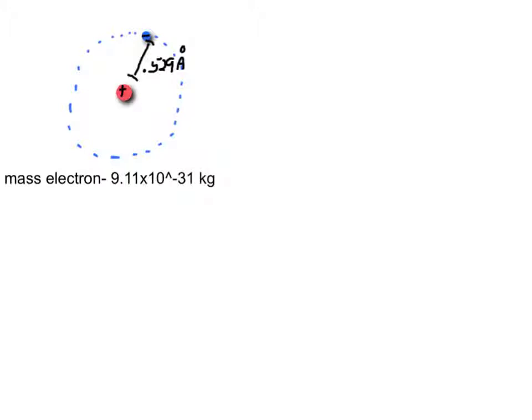And I want to know how much force exists between these two, because the proton is trying to pull the electron down, and the electron will be trying to pull the proton up. So what's the force between them? Well, we use Coulomb's law. The electric force is k Q1 Q2 over r squared. Now I know k, Q1, Q2 over r squared. I just need to substitute in the numbers.